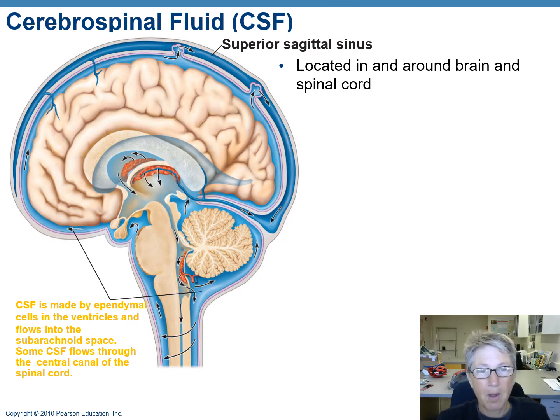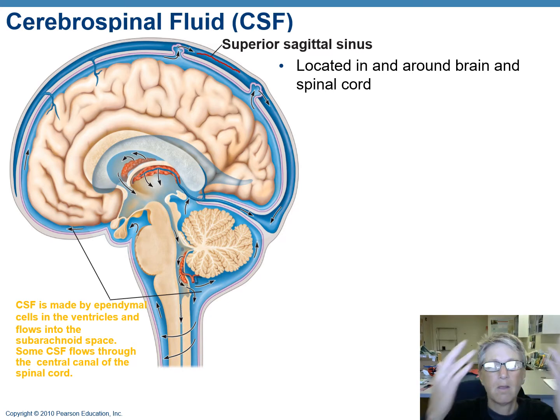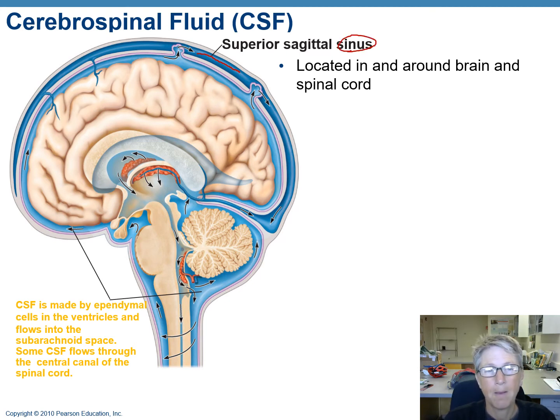So, cerebrospinal fluid. This is a sagittal section of the brain, and here's our superior sagittal sinus. Oh, I forgot to tell you what a sinus is. A sinus can be like the sinuses in your head, but a large vein is also called a sinus. So this is the superior sagittal sinus, and we're using the term sinus in the context of a large vein.